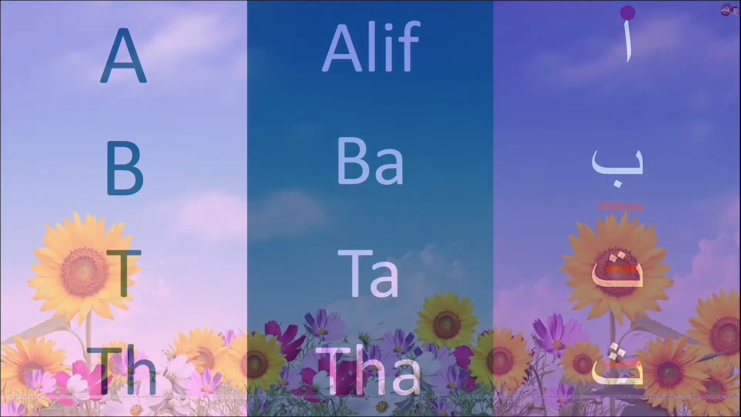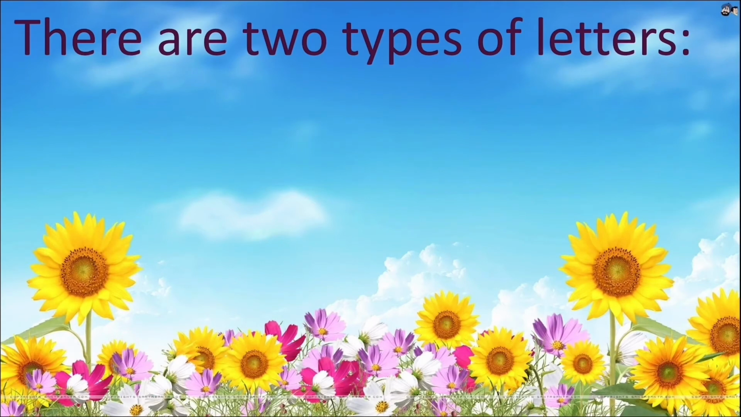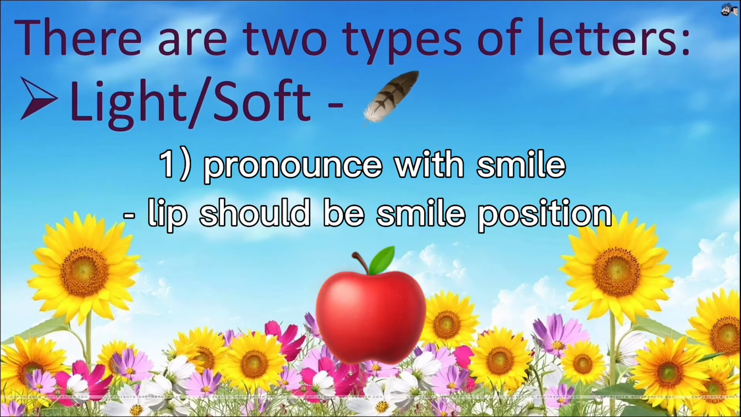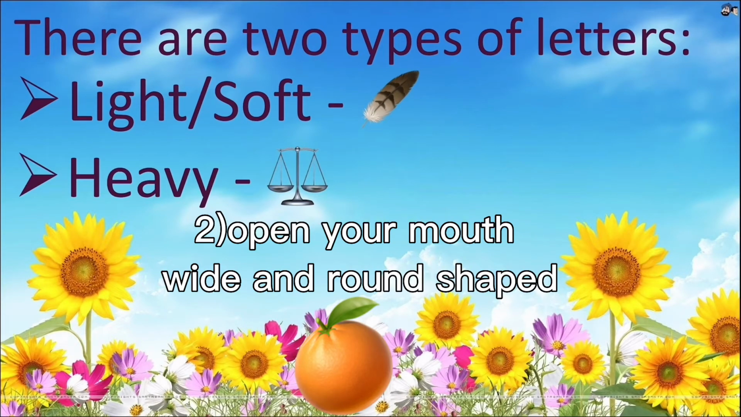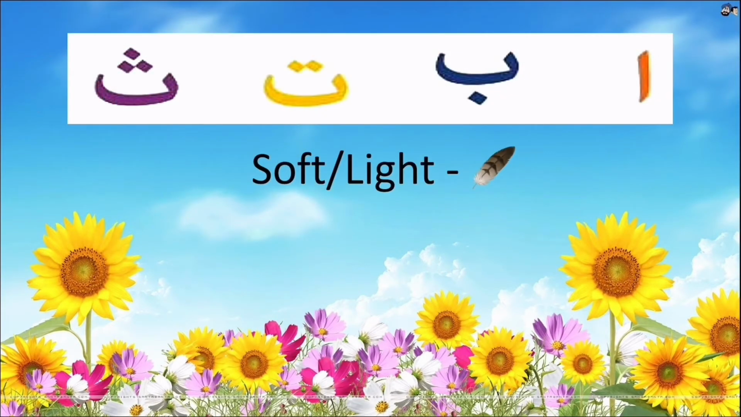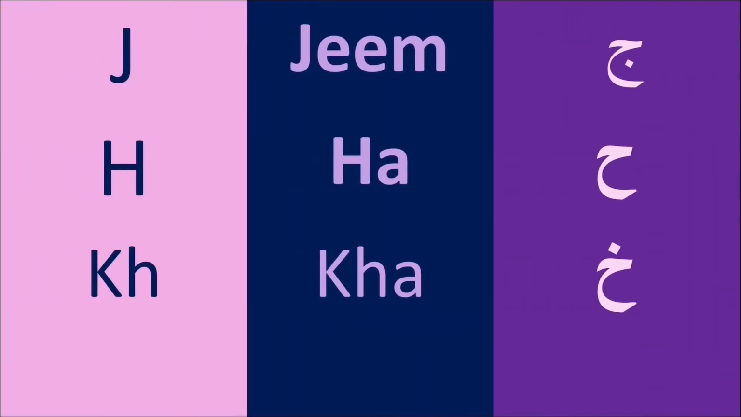Okay. There are two types of letters in Arabic. The first one is light, soft. The other one is heavy. A, ba, ta, tha. These are soft and light letters. And how to pronounce them? The same way we pronounce apple. A, ba, ta, tha.